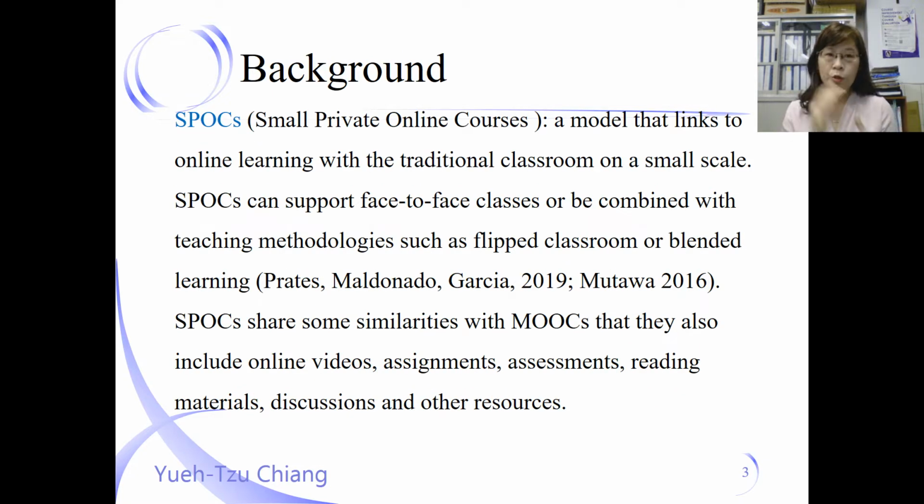Let's do a quick background preview. SPOCs is a kind of model that links online learning with the traditional classroom on a relatively small scale. SPOCs can support face-to-face classes or be combined with teaching methodologies such as flipped classroom or blended learning, by Praise, Maldonado and Garcel in 2019 and Mustafa in 2016. And SPOCs share some similarities with MOOCs in that they also include online videos, assignments, assessments, reading materials, discussions, and other resources.